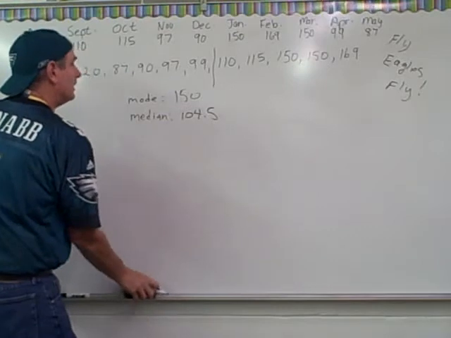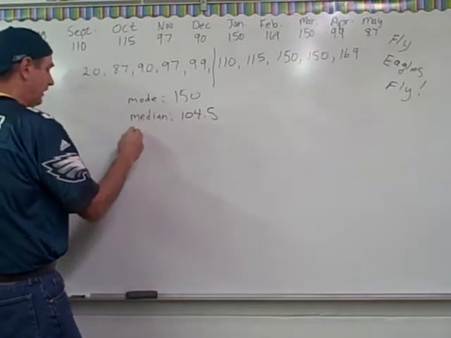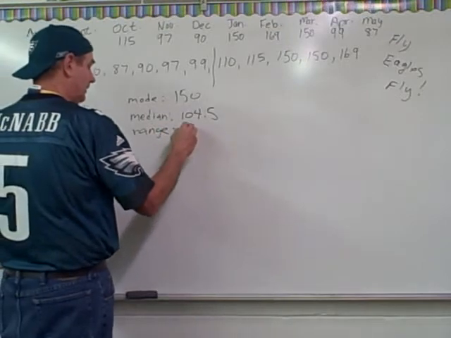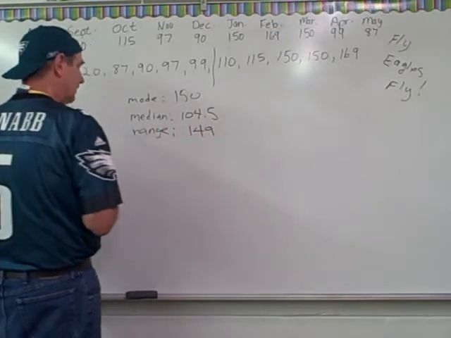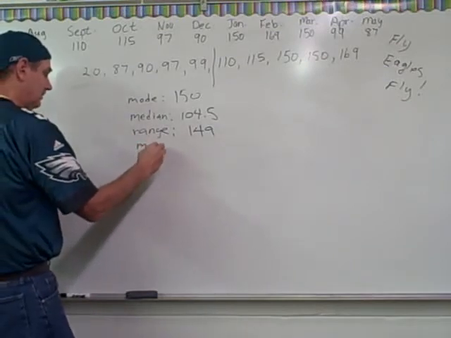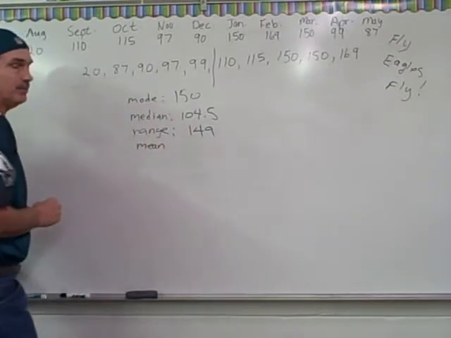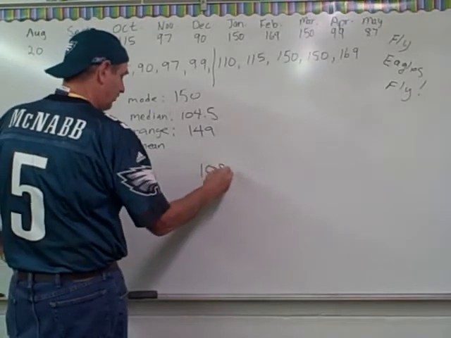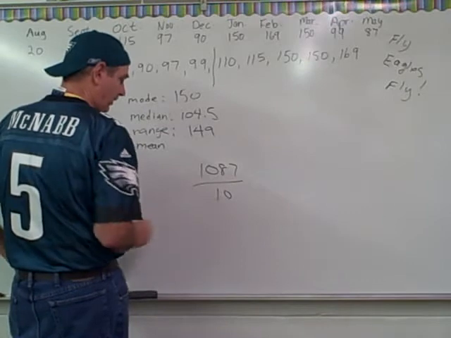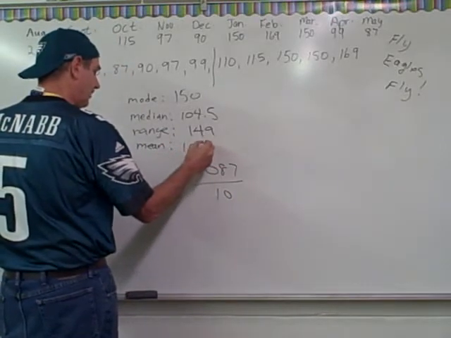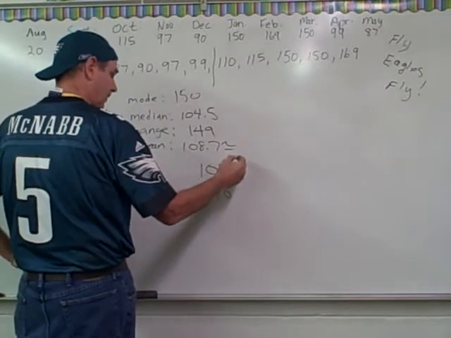And the range would be 20 to 169. Should be 149. I forgot about the mean. The mean is the average, and when we add all these numbers up, we get 1,087, and you divide that by 10, that's pretty easy to do, just shift the decimal over 1. So the mean would be 108.7, which is approximately equal to 109.